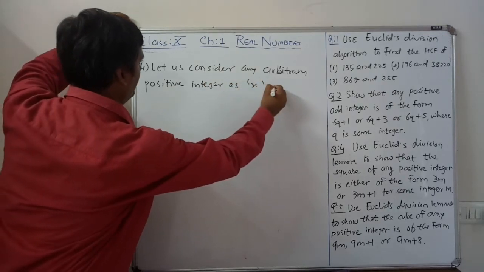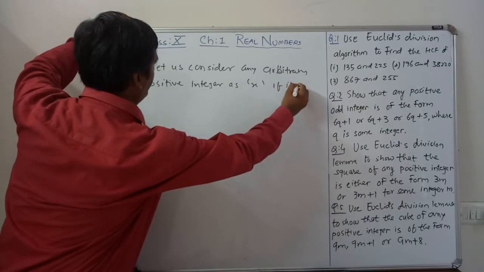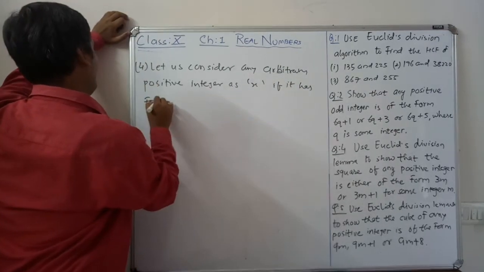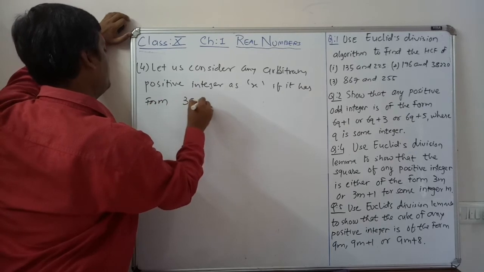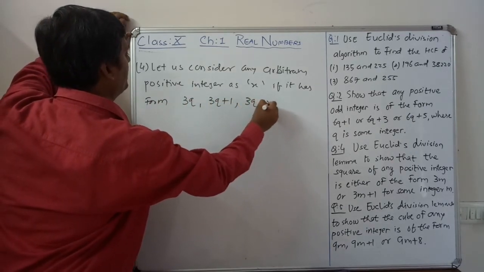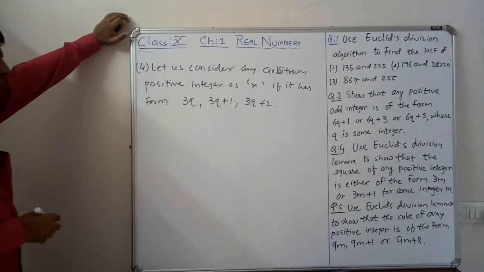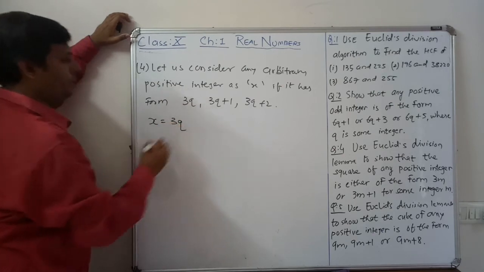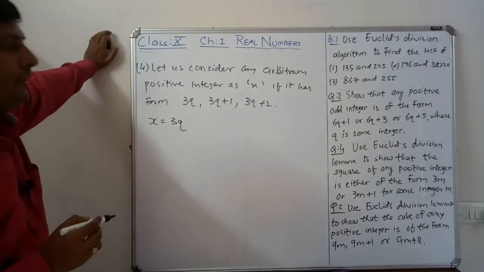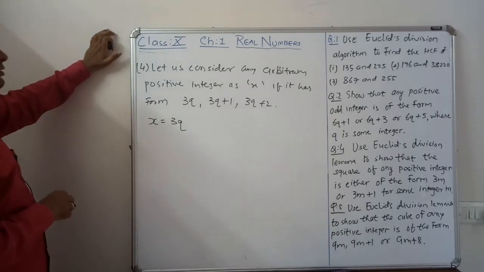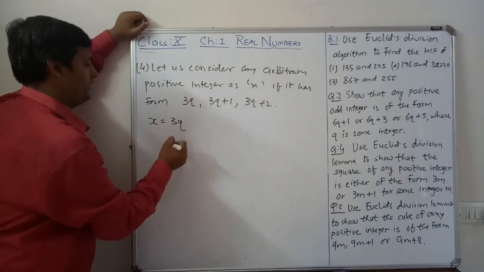As x, if it has the form 3q, 3q plus 1 and 3q plus 2, right? Okay, so x is equal to 3q. What do we have to show here, children? Simply the square of any positive integer, right? So the square of any positive integer.